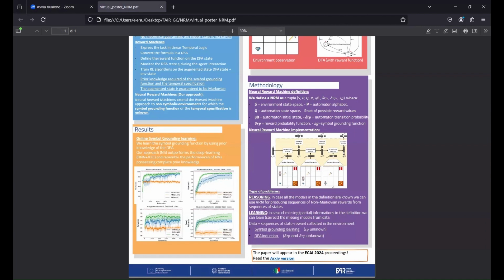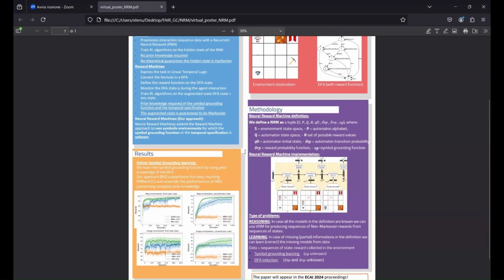In the yellow box, we have the experiments we did. In the experiments, we assume to know the DFA, but not to know the symbol grounding function. In particular, the yellow line is the reward obtained by the approach based only on neural networks, so on recurrent neural networks. The blue line is our approach, and the green line is reward machines. As you can see, our approach significantly outperforms the purely deep learning based approach, and is able to achieve nearly the same performance of reward machines, even if it's not using the knowledge of the symbol grounding function. This means that the prior knowledge it possesses can be exploited effectively, even if it's incomplete.